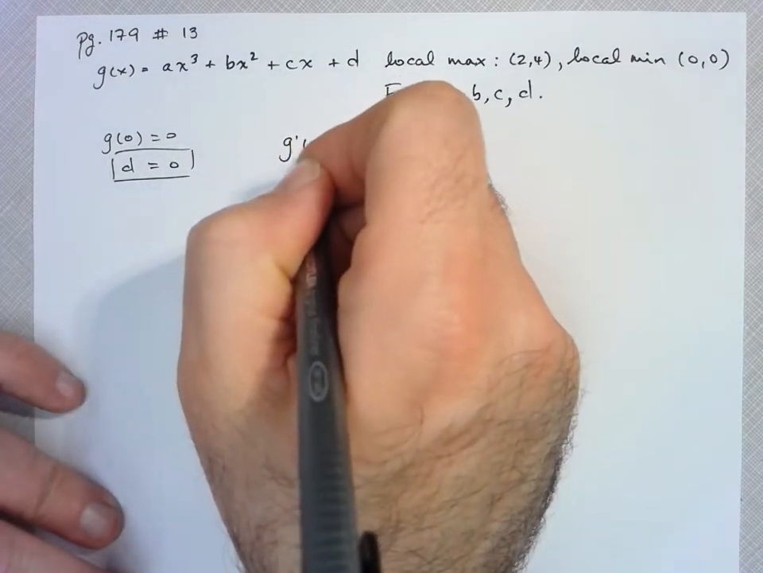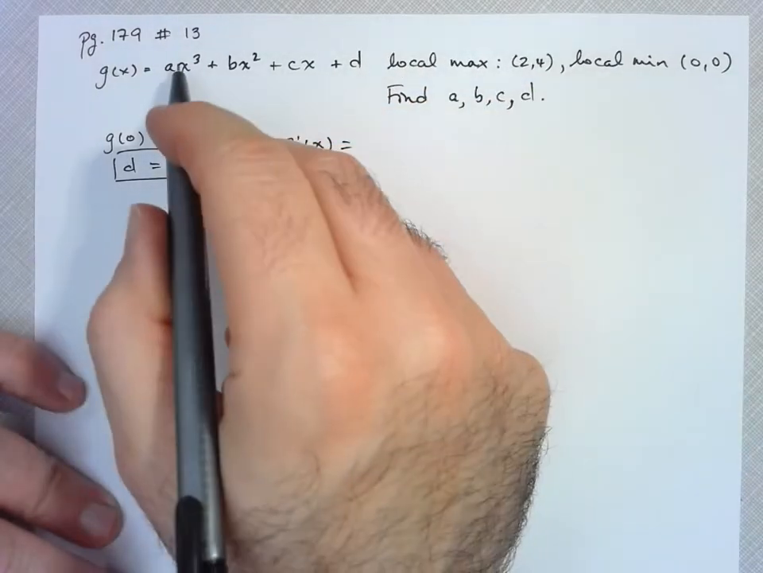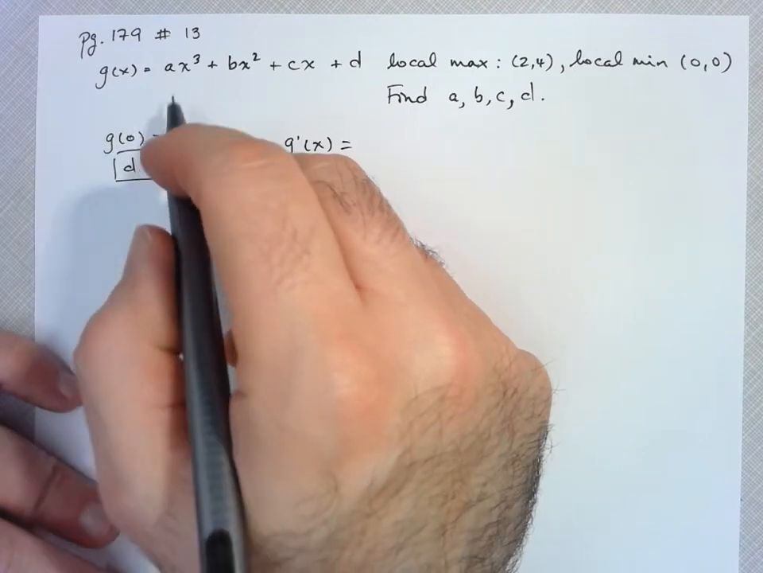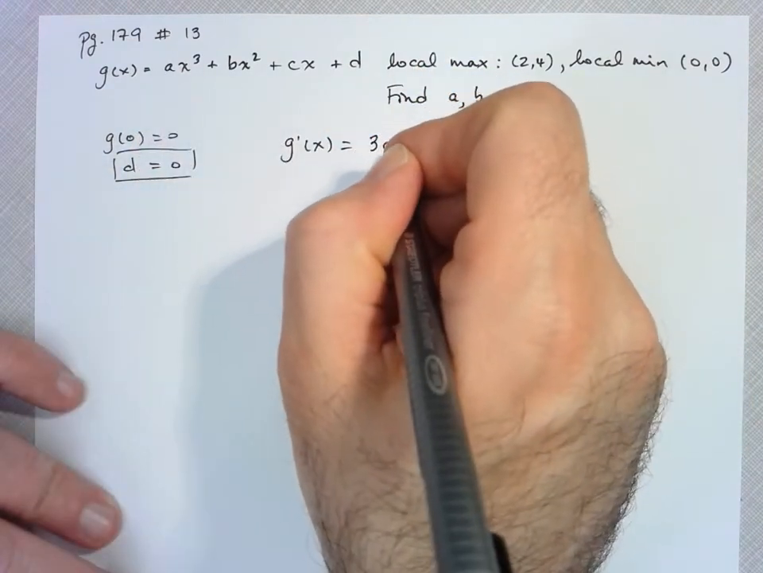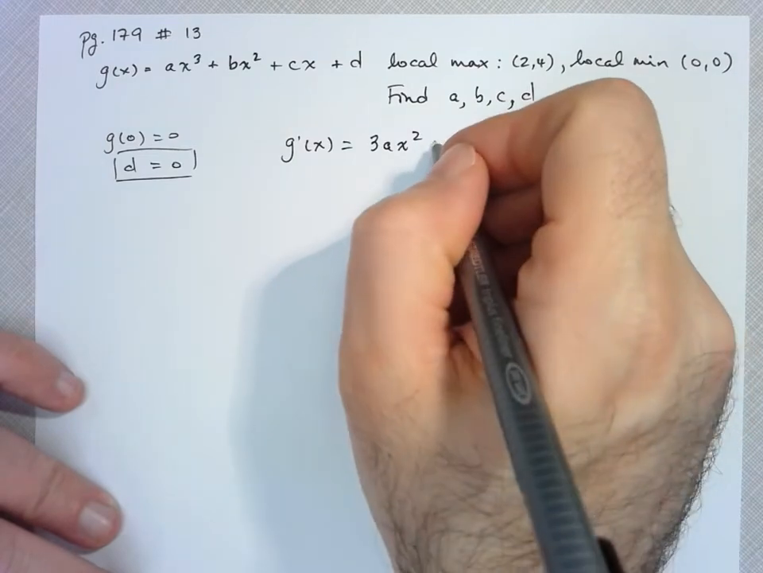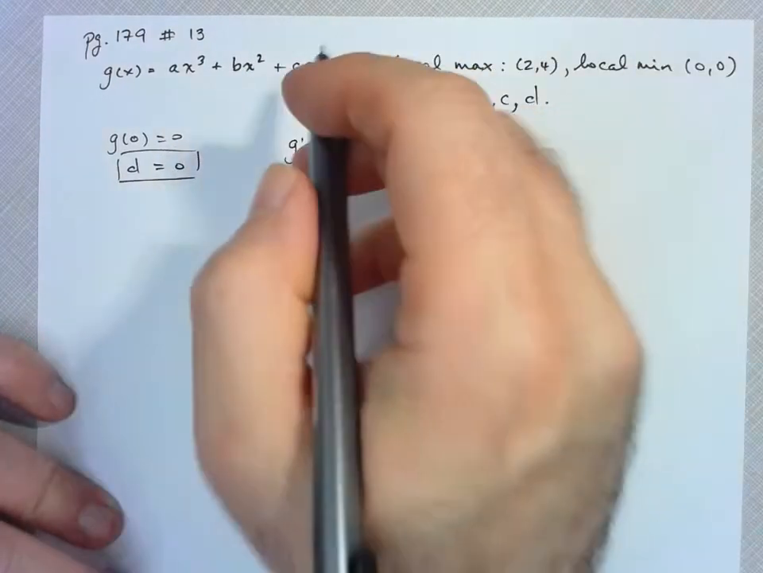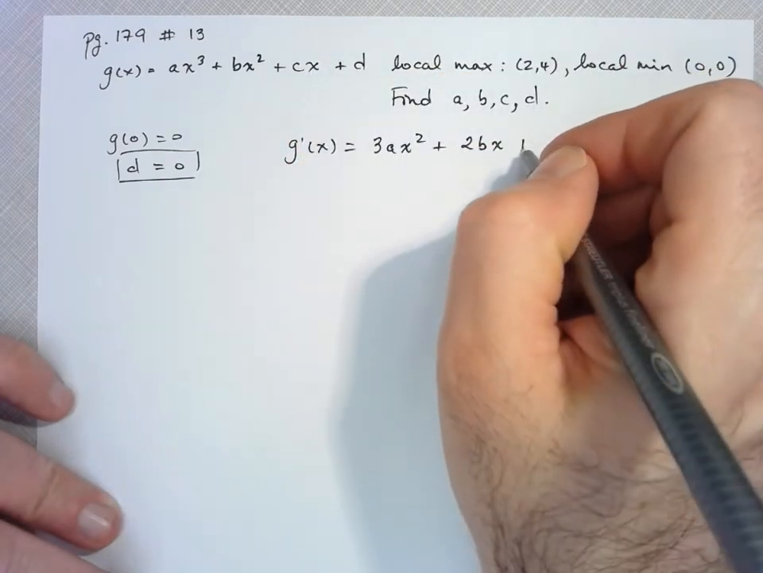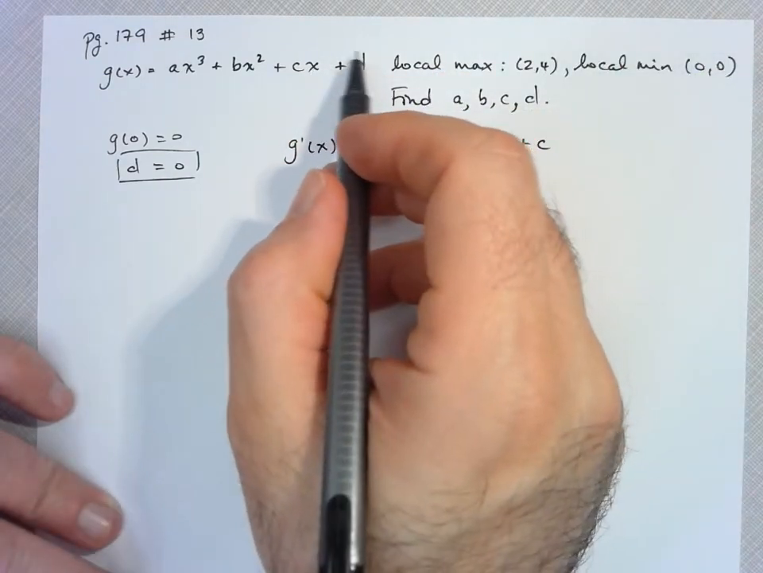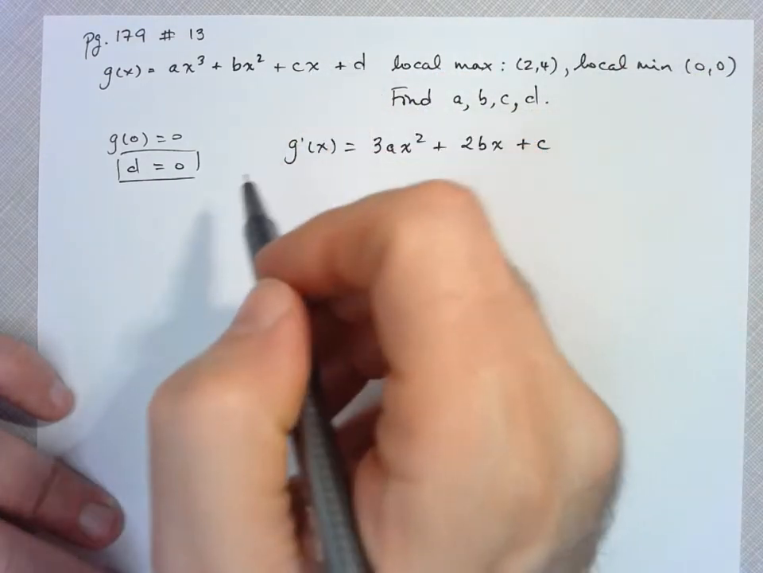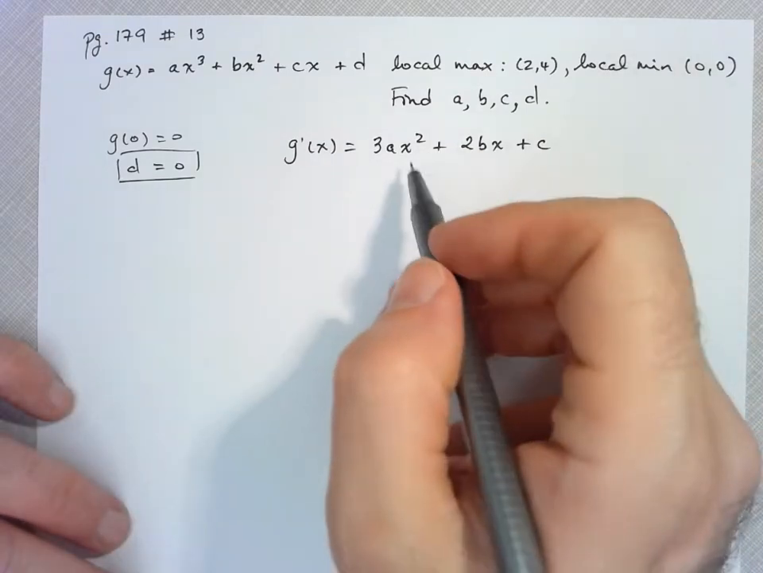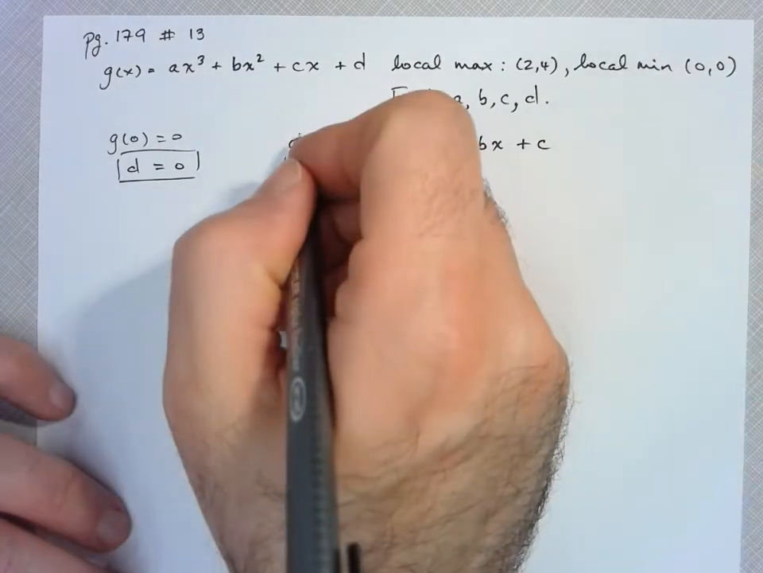So g prime at x is equal to, again, a, b, c, and d are just constants, so this is just going to be 3ax squared plus, the derivative of x squared is 2x, so 2bx. The derivative of x is just 1, so plus c. And the derivative of d is 0, but it was 0 anyways, so that wouldn't have made a difference. So now I've got my derivative function here.